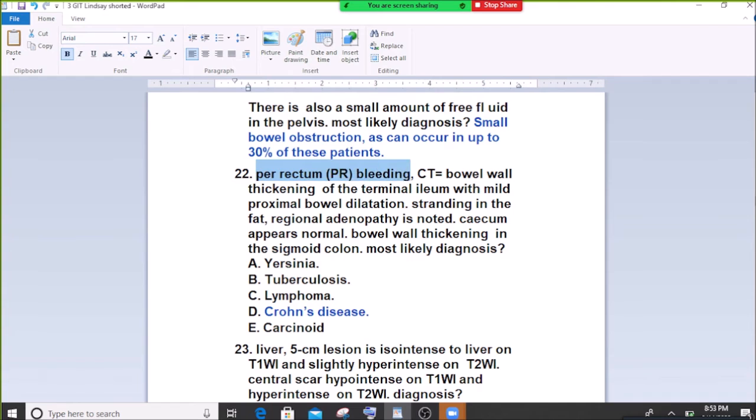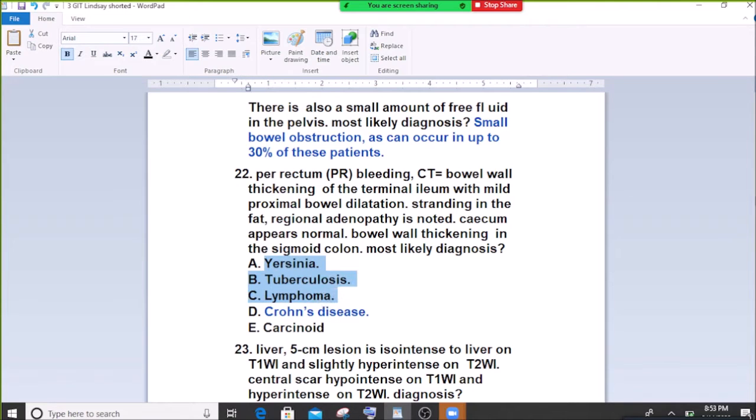22. Per rectum bleeding, 3 years. Bowel wall thickening of the terminal ileum with mild proximal bowel dilatation, stranding in the fat, and mesenteric lymphadenopathy is noted. The cecum appeared normal, with bowel wall thickening in the sigmoid colon. Most likely diagnosis is Crohn's disease.